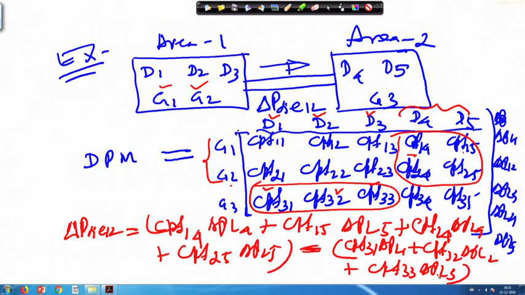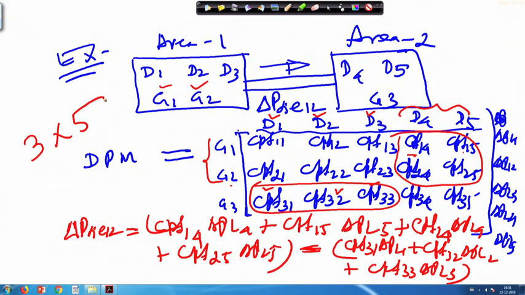tie line power flow. That means it does not necessarily matter how many discos and how many gencos will be there in an area. So, in this case this matrix, the DPM, is actually 3 into 5, right. So, 3 rows, 5 columns. So, that is that concept of disco participation matrix, and to find out what delta P is.